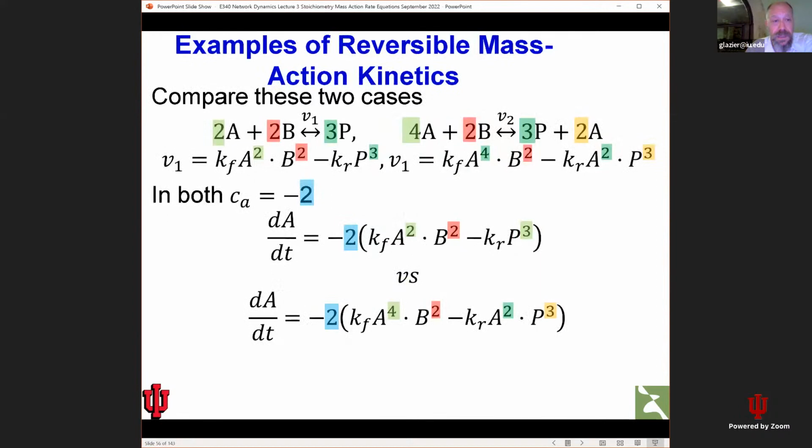For the first one, I've reversed the order here. For the second one, which I guess I called the first one was here, I have minus 2 in both cases, kf in both cases. Notice the units are different. A squared times b squared, a to the 4th b squared, minus krp cubed, minus kr a squared b to the cubed. So these are very, very different rate laws, even though fundamentally I'm doing the same thing, which is I'm converting 2 a's and getting 3 p's.